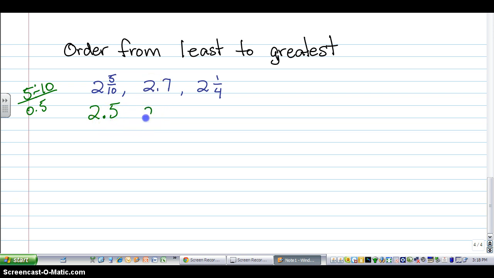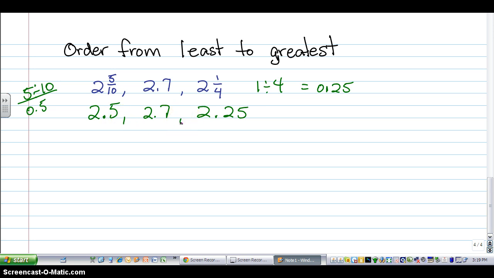So that should give you 2 and 5/10. Now, this is nice and easy. Don't have to do anything to that. That's 2 and 7/10. Now, here we have 2 and 1/4. And again, this is another one of those fractions I said you should memorize. If you couldn't remember, you can still go on your calculator and put in 1 divided by 4. And you should have come up with 0.25. So putting that with the 2, we have 2.25.